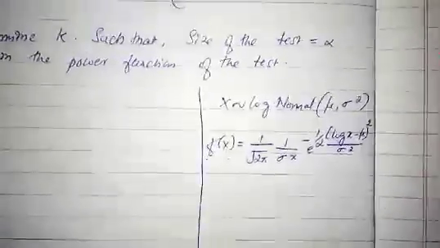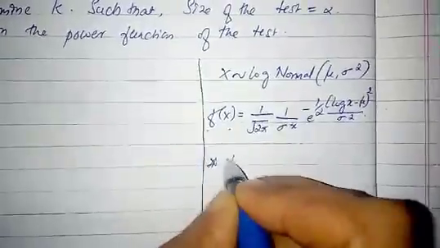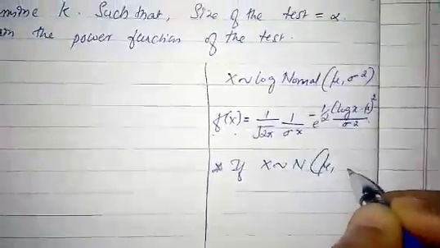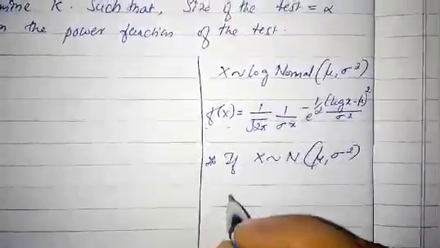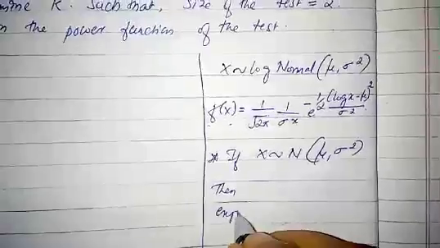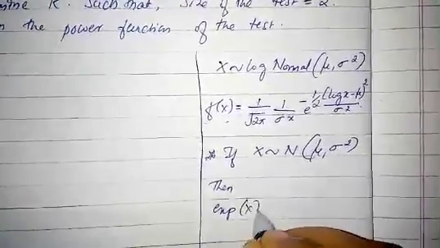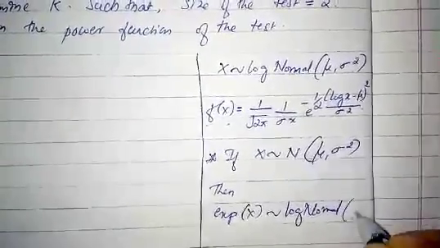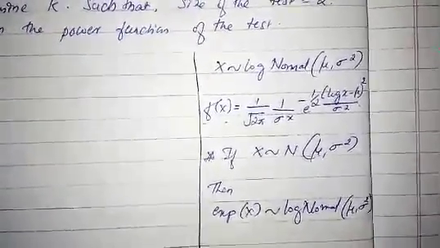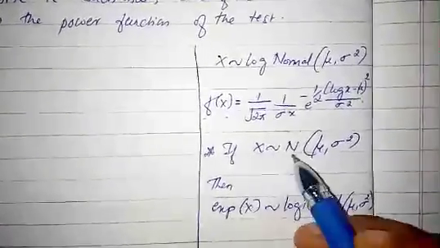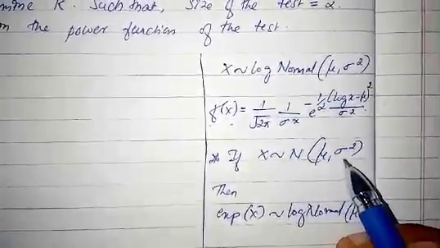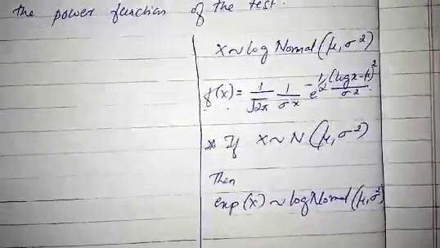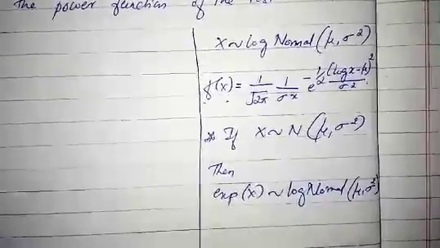There are some properties in log normal. That is, if x follows normal with the mean mu and variance sigma square, then exponential of x follows log normal with mean mu and variance sigma square. Understood? If x follows normal with mean mu variance sigma square, then exponential of this x follows a log normal with mean mu and variance sigma square.